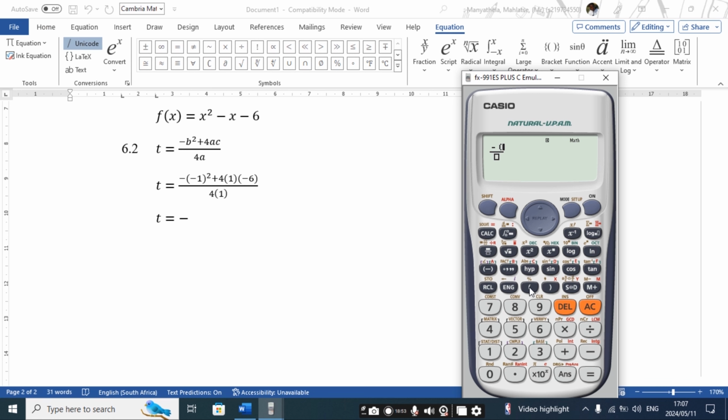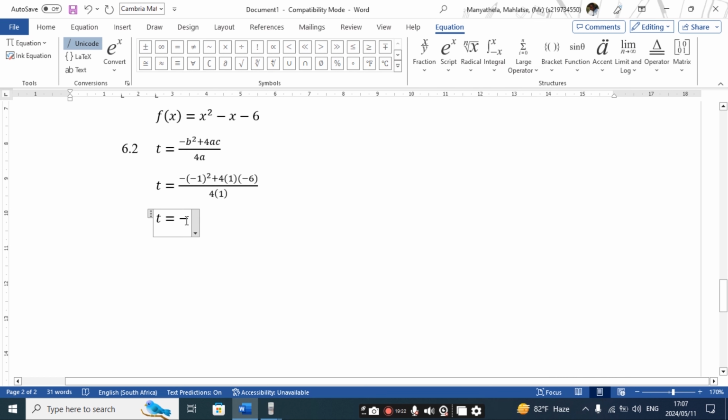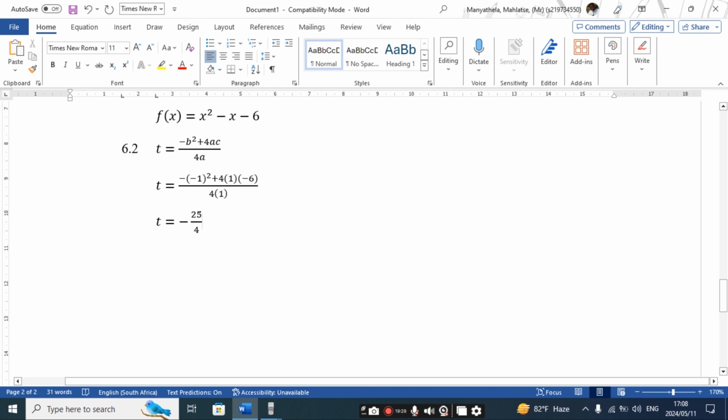So we are going to say minus into minus 1 all squared plus 4ac, all over 4a, equal to minus 25 over 4. And that's the value of t.